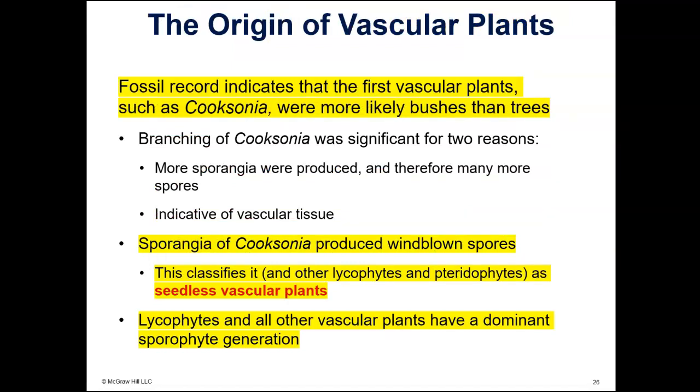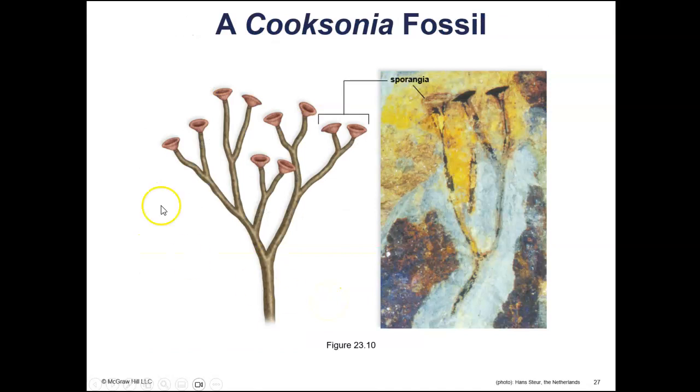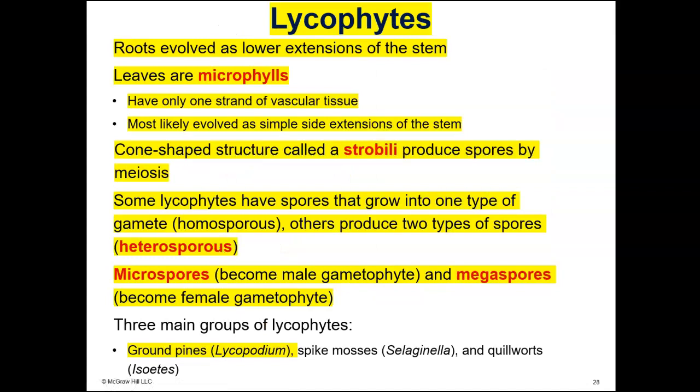Just on this page, the lycophytes and all the other vascular plants have a dominant sporophyte generation. The lycophytes and the pteridophytes are seedless vascular plants. This is a fossil of Cooksonia, which is a lycophyte. In the lycophytes, the roots have evolved as lower extensions of the stem. So we didn't have true roots in the bryophytes, but we do in the lycophytes.